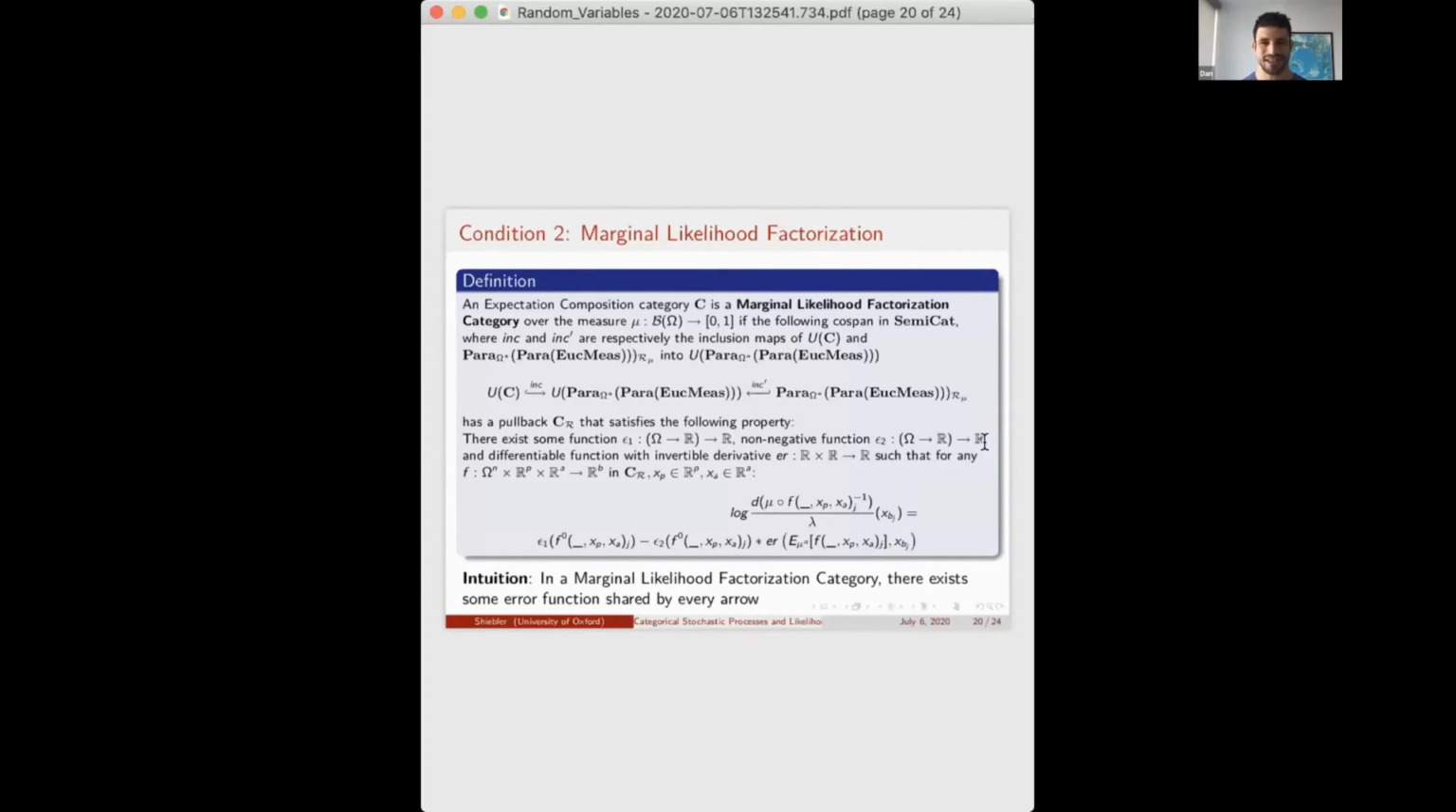So this is a lot of text, and it's not tremendously important to get the general gist of it. But essentially what we can say is that this property where likelihood functions have this associated error function is preserved under composition and tensor. So we can define these categories based on a set of generating arrows that have this expectation composition condition and have this error condition, and then allow us to describe these as what we were calling marginal likelihood factorization categories.